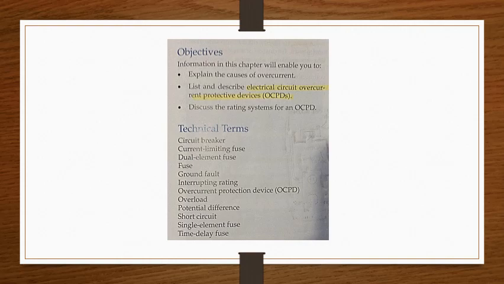Objectives. Explain the causes of overcurrent. List and describe electrical circuit overcurrent protective devices, or OCPDs. Discuss the rating systems for OCPD.